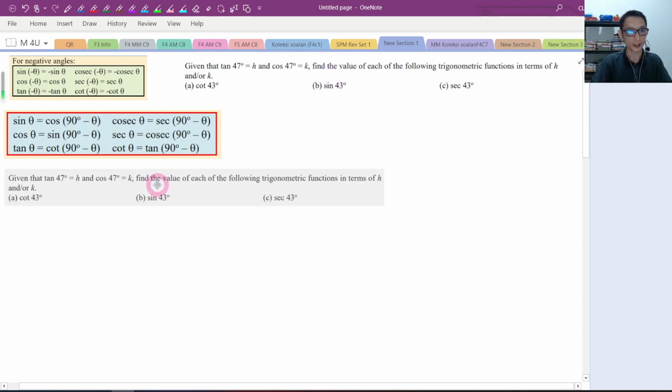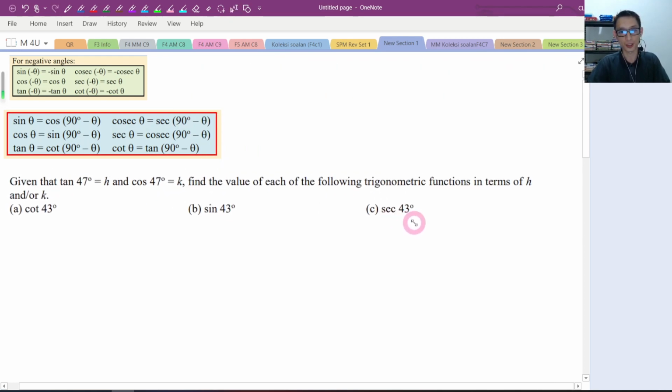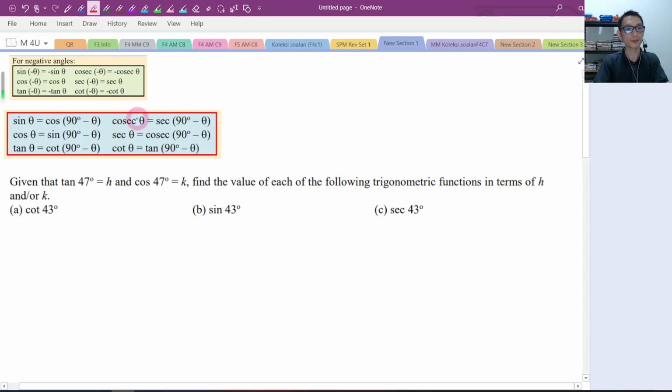Let me make the quotient larger. Okay, now given that tangent 47 degrees is equal to h, we don't know what h is. If you want to calculate, you can just press the calculator. Okay, tangent 47 degrees is equal to h, and cosine 47 degrees is equal to k. Find the value of each of the following trigonometric functions in terms of h and/or k.